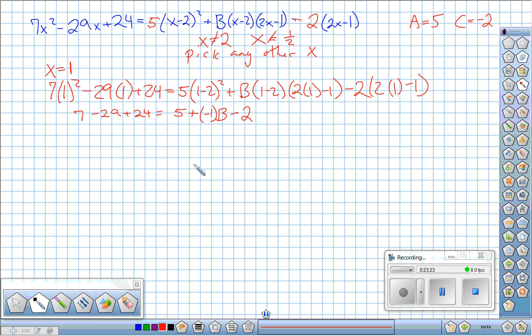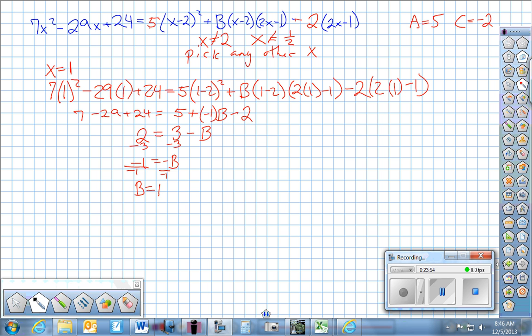So I'm going to combine like terms now. I have 7 minus 29 plus 24 on the left side, and that's equal to 2. And then I have 5 and -2 is going to give me 3 minus b. So I'm going to subtract 3 over to the other side, and I get -1 equals -b. Divide or multiply by -1, and I get b equals 1.